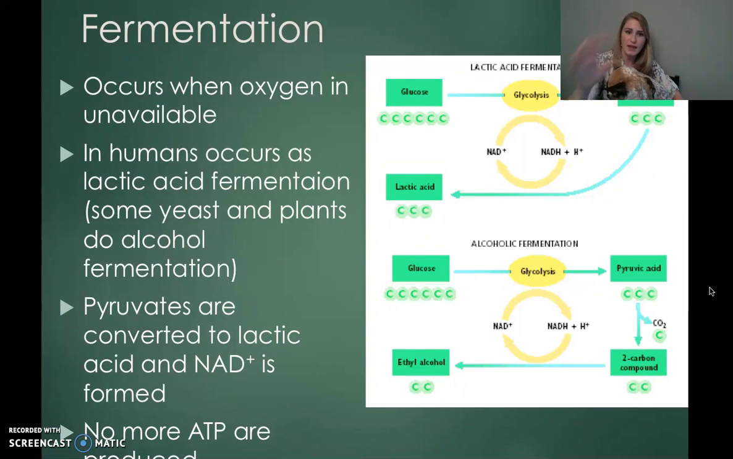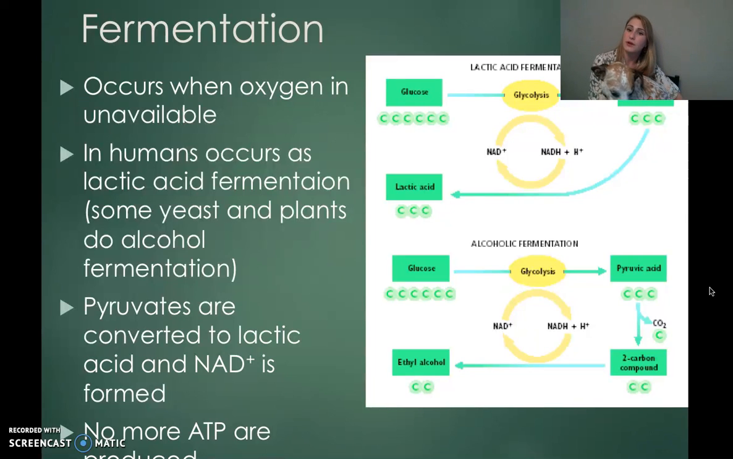So if there is no oxygen, we are going to go through fermentation. This is when you are exercising and your lungs are not able to keep up with the demand that your muscles need. And so instead of getting all of that oxygen to the body, we still need to work, so we go through fermentation. This creates lactic acid, so lactic acid gets fermented in our muscles.